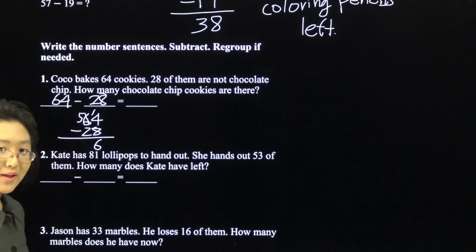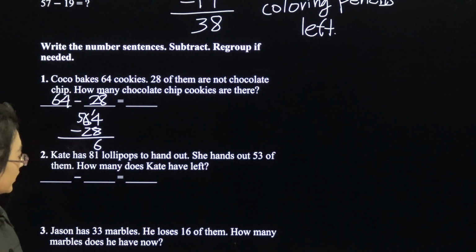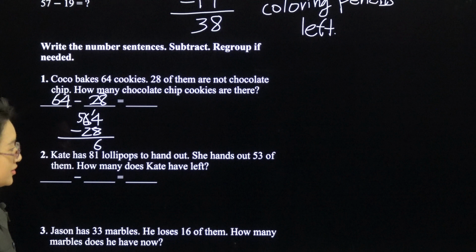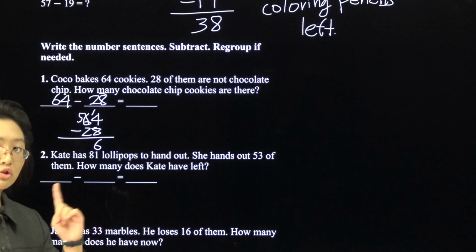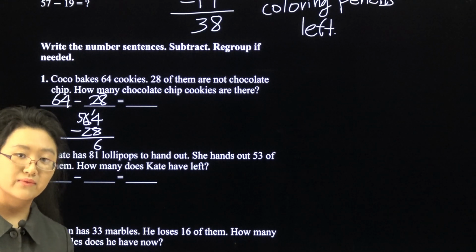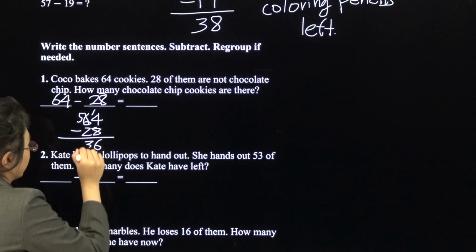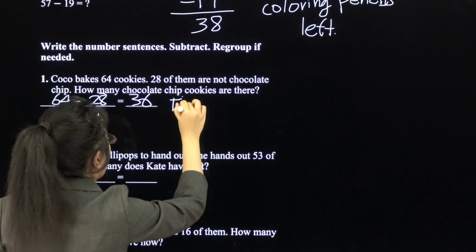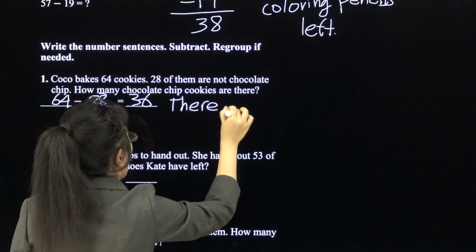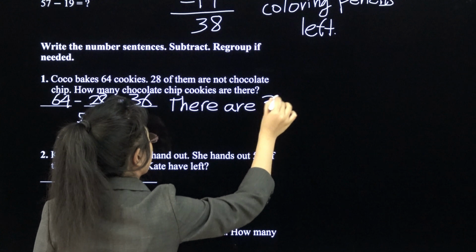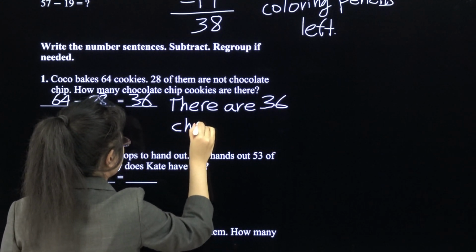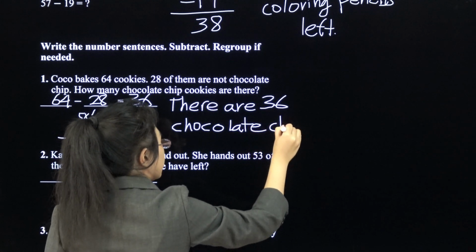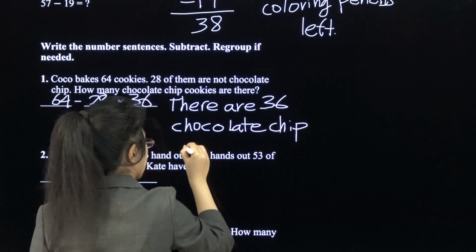And we're doing the tens place. 6 had 1 regrouped out of it, meaning that it is now 5 tens. 5 tens minus 2 tens is 5 minus 2, 3 tens. So that's 36. There are 36 chocolate chip cookies.